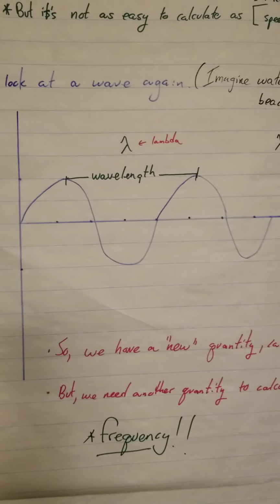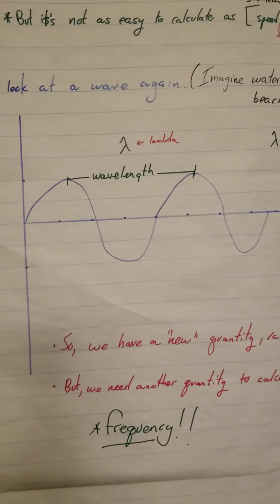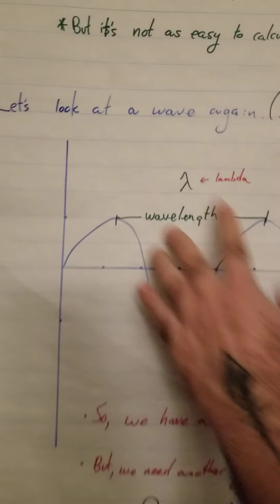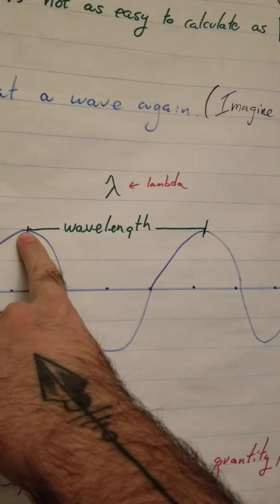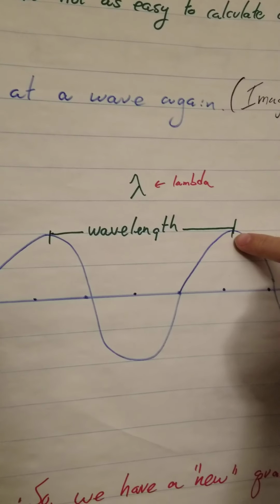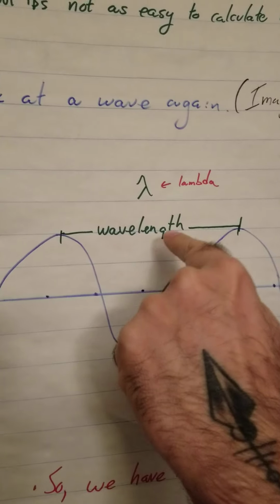Generally speaking, what we're worried about right now is the wavelength of a wave. If you remember from last time, the wavelength was the distance from the crest to the crest. So here I've defined it again. Here's the crest of the wave here, and here's the next crest here. The distance from here to here is called the wavelength.